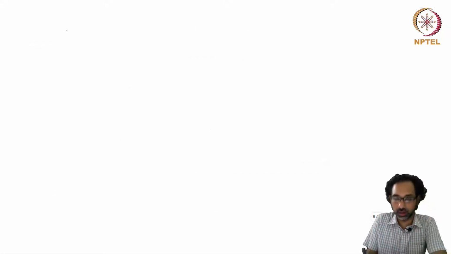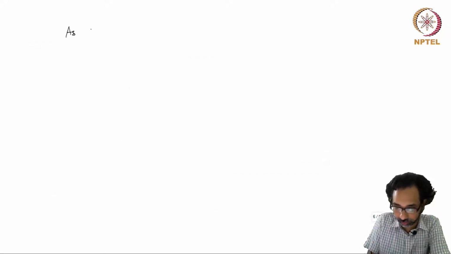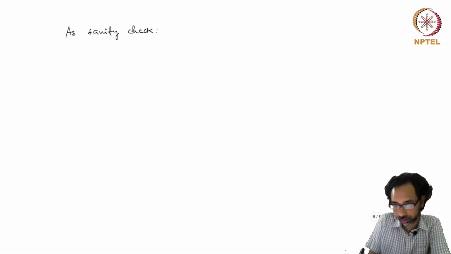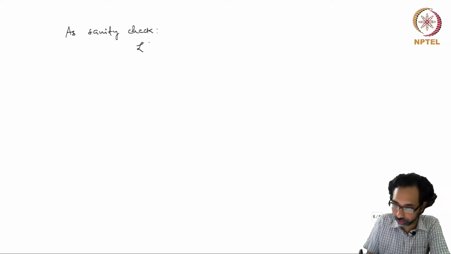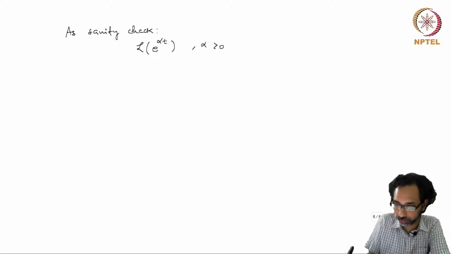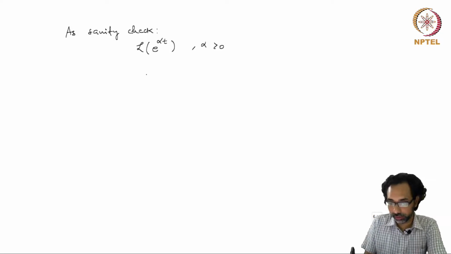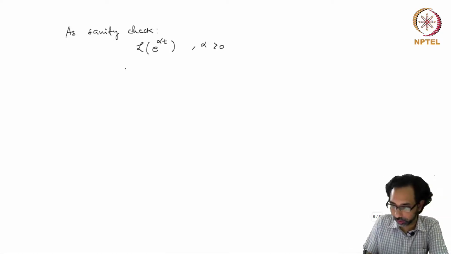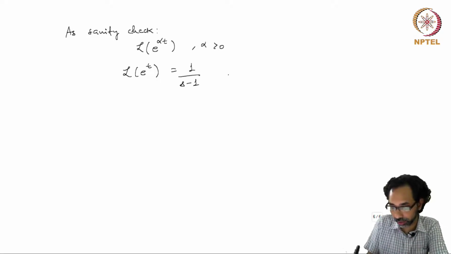Okay. Now as a sanity check, we try to compute the Laplace transform of e to the power alpha t for some alpha positive. We know that the Laplace transform of e to the power t is given by 1 over s minus 1 for s greater than 1, right?